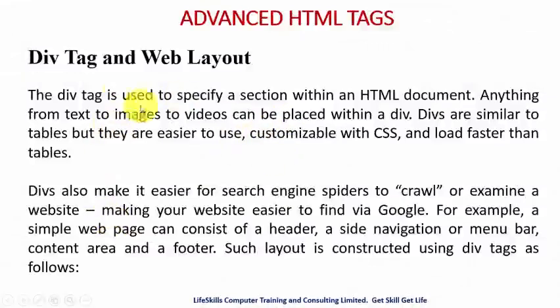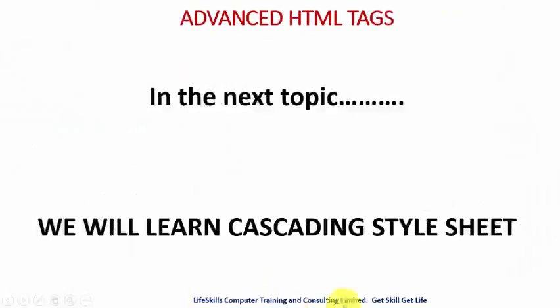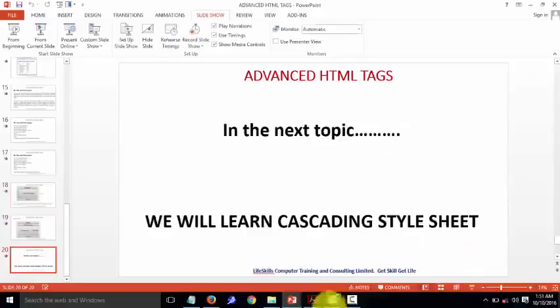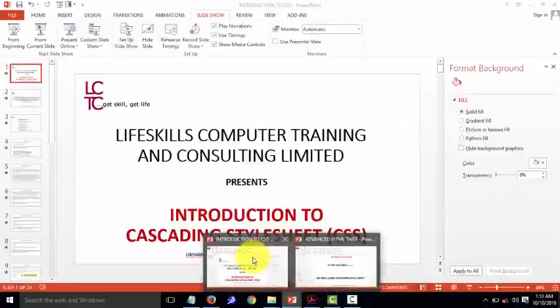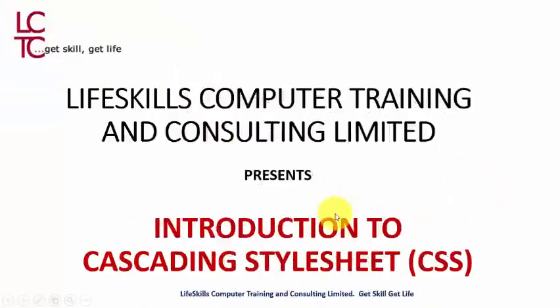So, the essence of the div tag is to specify a section within your HTML document, and the div tags are similar to table, but they are easier to use. You can customize them with CSS. So in the last topic I said, in the next topic we'll be learning CSS, and here we are now. And I want to continue with CSS. So when we learn CSS, we'll be able to make use of our div tag very well.